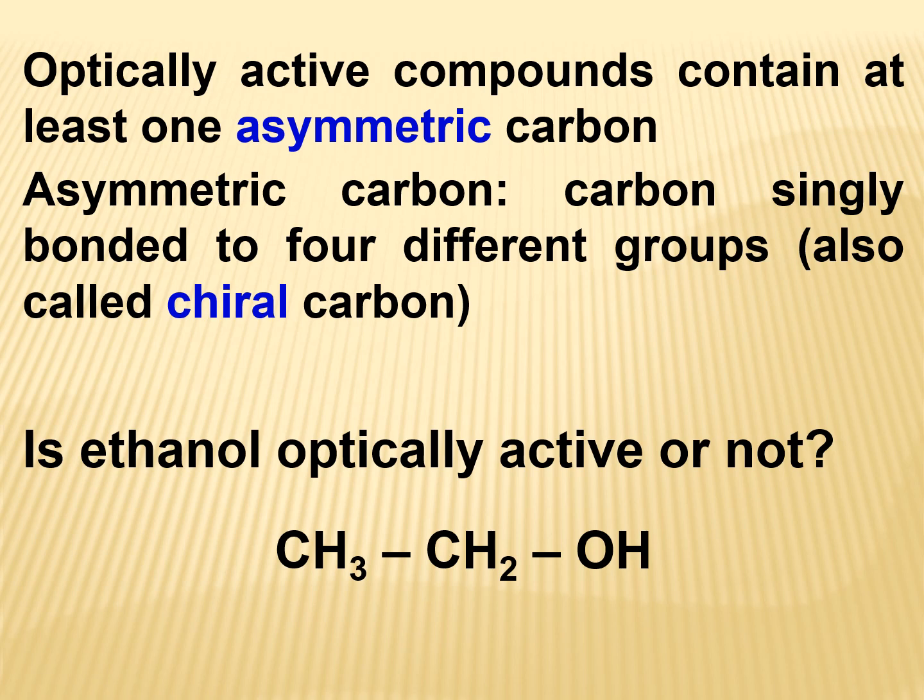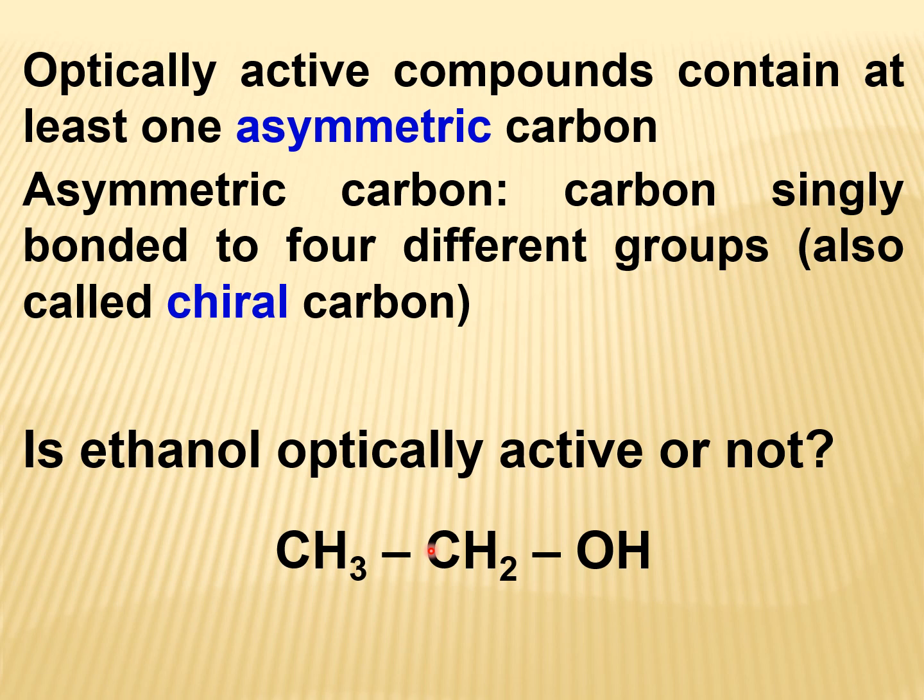Now if you look at the central carbon in this molecule, this carbon is attached to a methyl group, an OH group, and two hydrogens. So this is not a chiral carbon, because a chiral carbon should be attached to 4 different groups. Here it is attached to 2 hydrogens, so it is not chiral. So ethanol cannot be optically active.